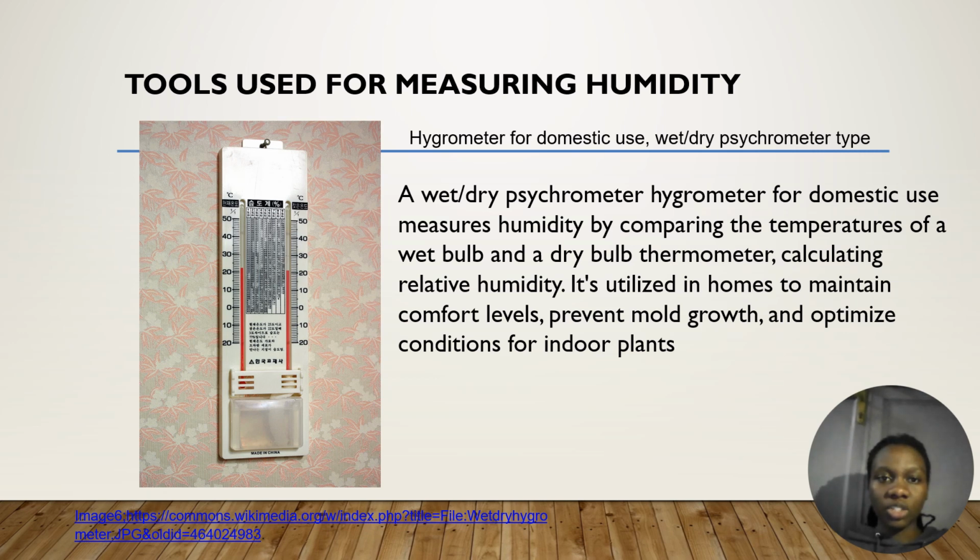In our research, we have seen the third tool, which is called a hygrometer for domestic use, wet or dry psychrometer type. A wet or dry hygrometer for domestic use measures humidity by comparing the temperature of a wet bulb and a dry bulb thermometer. This is for calculating relative humidity. It is also utilized in homes to maintain comfort level and prevent mold growth, and it optimizes conditions for indoor plants.